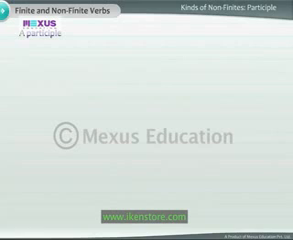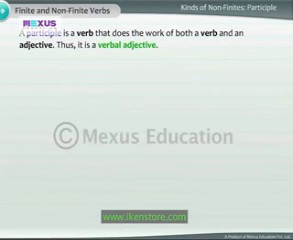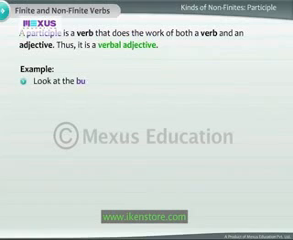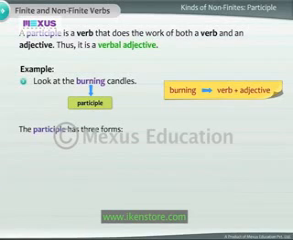A participle is a verb that does the work of both a verb and an adjective. Thus, it is a verbal adjective. For example, look at the burning candles. The participle burning acts as a verb and at the same time describes the noun candles. The participle has three forms.